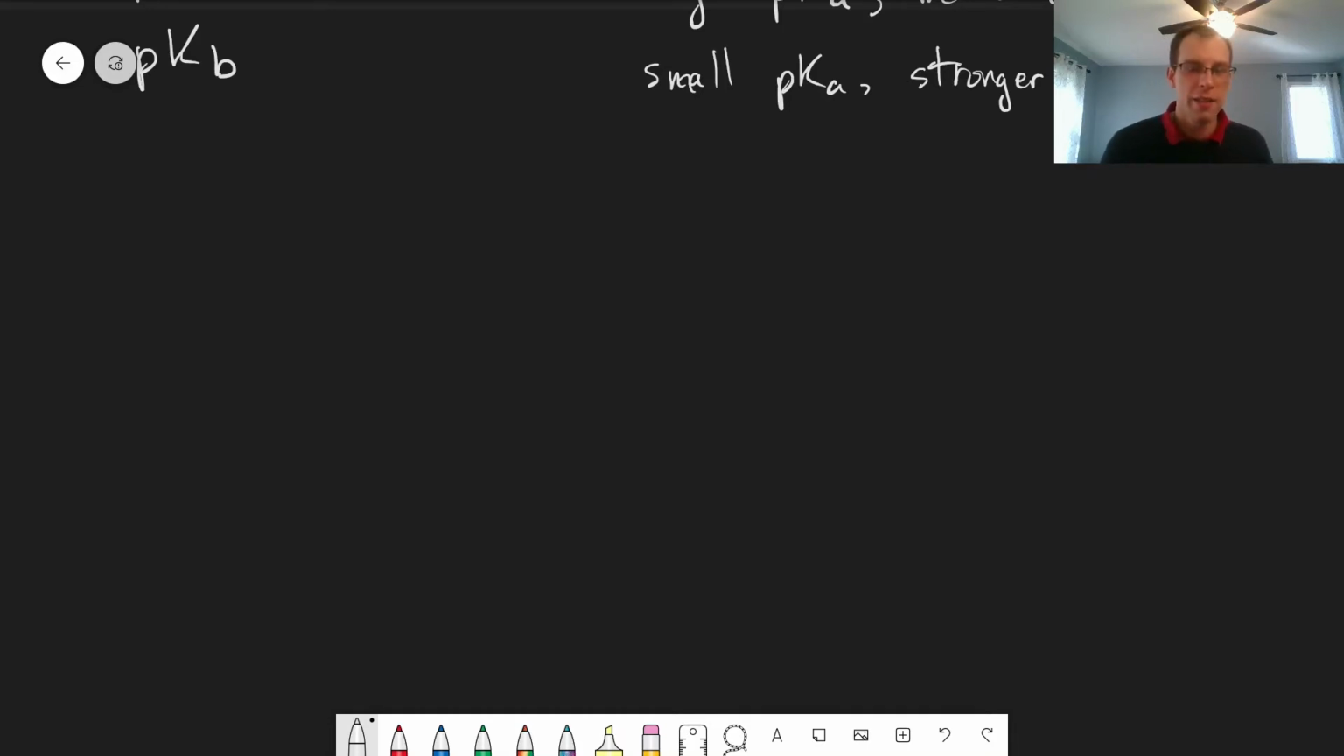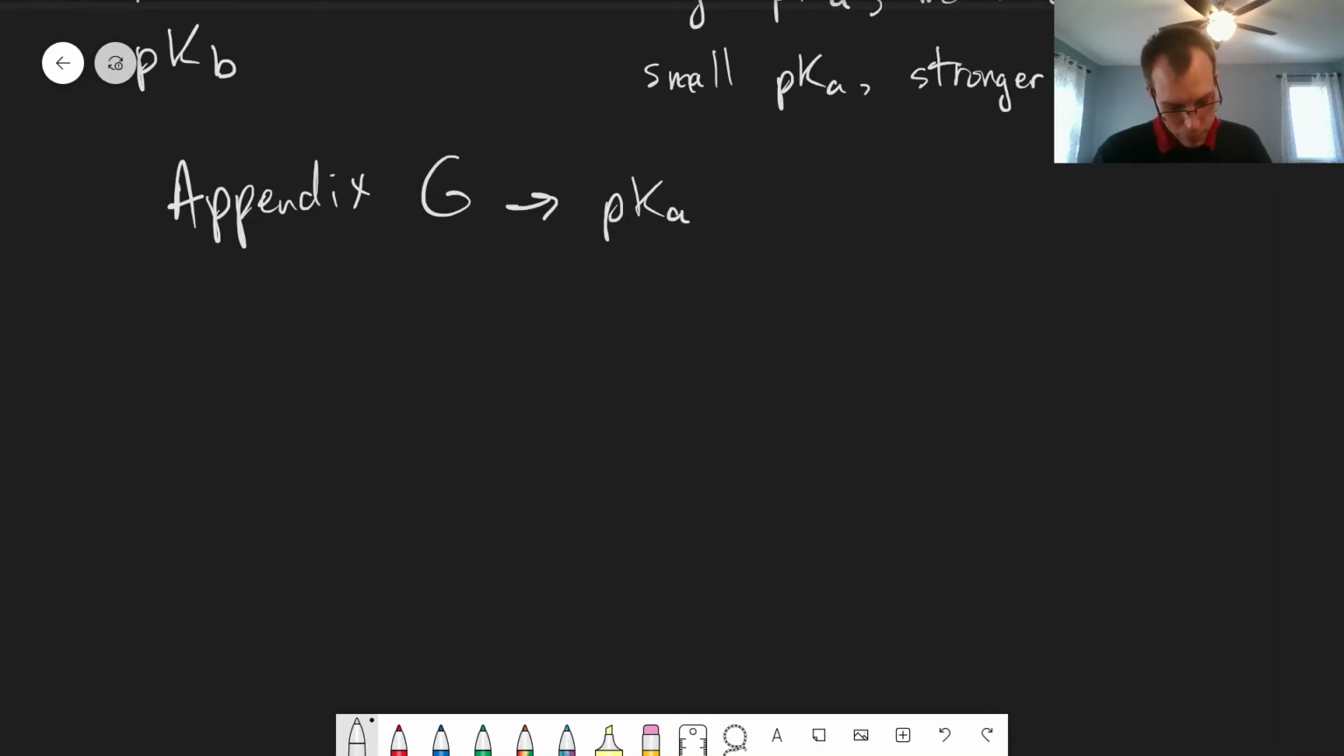One final note on Kas and Kbs is how to convert between them, which is something that we will commonly have to do. For example, Appendix G in your textbook has a list of only pKa values for many common acids and bases. These are only given as pKa values, so if we need to find a Kb value, we need to know how to convert between these two. This is a relationship between a conjugate acid-conjugate base pair.